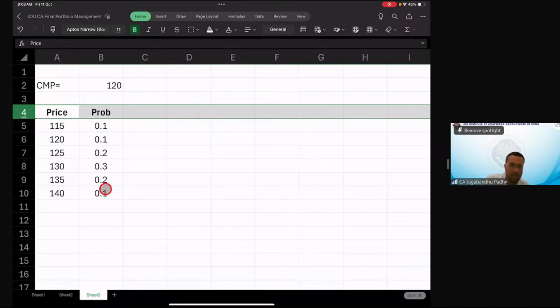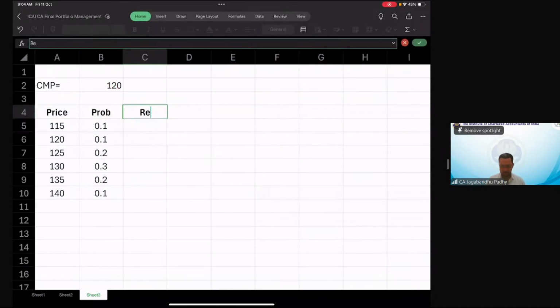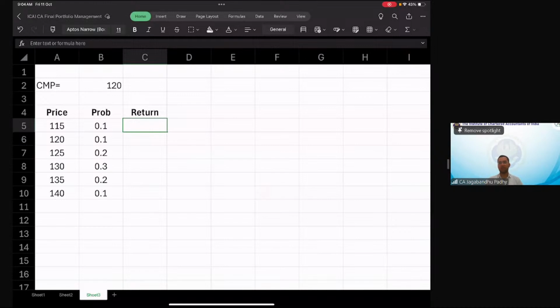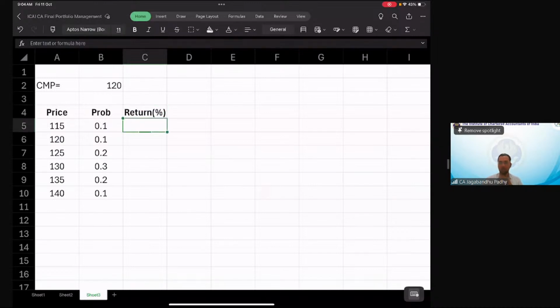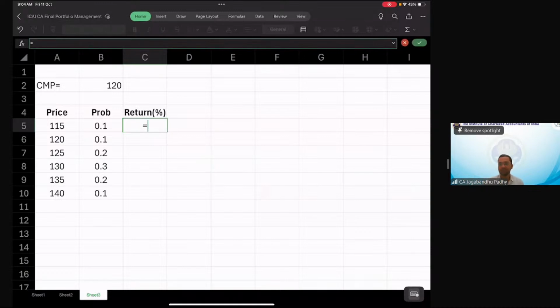Now, can you calculate the likely returns which you as an investor will earn if you're going to buy this share today at a price of 120? So if you're going to buy this share at a price of 120 today, what is the likely return which you can earn? What's the likely return? Of course, return will be measured in percentage, guys. What will be the likely return you can set? Yeah.